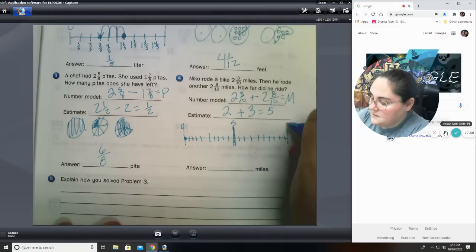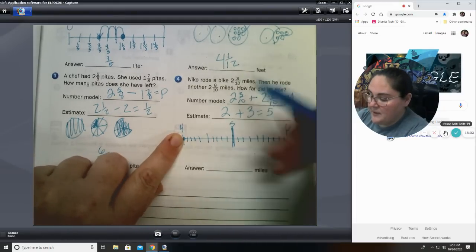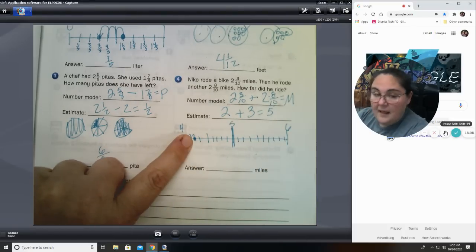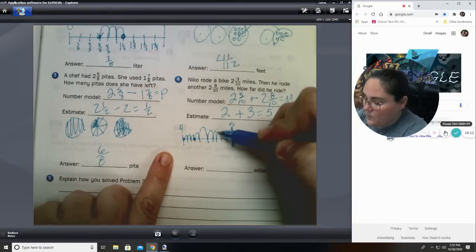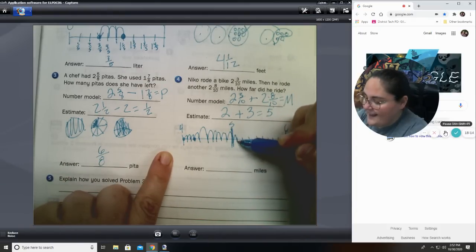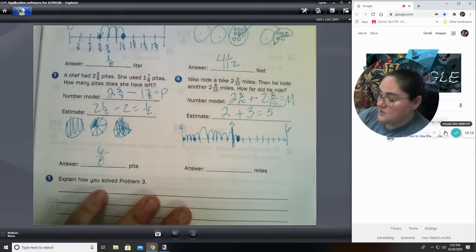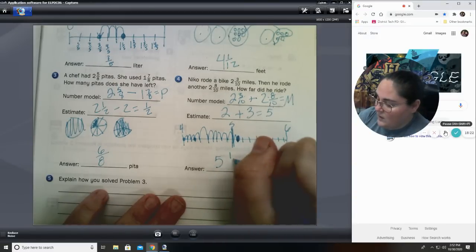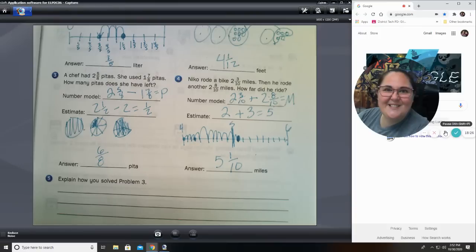All right, here we go. I started at 4 because that's my whole numbers. Now I'm going to add 3/10. 1, 2, 3. Now I'm going to add 8/10. 1, 2, 3, 4, 5, 6, 7, 8. This is where I end up. So now that shows me that my answer is going to be 5 1/10. If you had 5 1/10, awesome job.